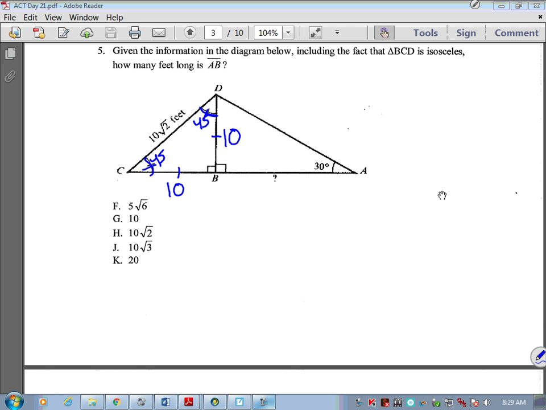So if I know BD is 10, what I have here is a 30, 60, 90 triangle where the short side is 10, which means my hypotenuse would be 20, but I'm looking for this right here. 10 radical 3, right? 10 radical 3. So it's just a matter of ratios. That help you out?